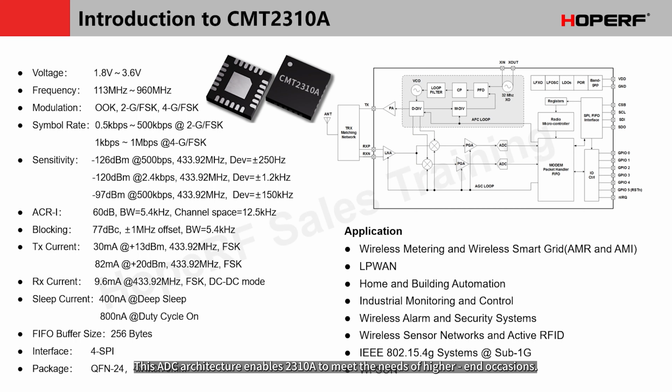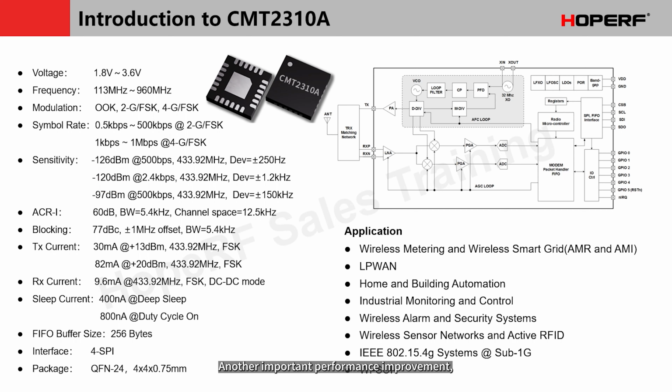This ADC architecture enables 2310A to meet the needs of higher-end occasions, such as narrowband communication. It can achieve better sensitivity at low data rates. For example, let's look at the sensitivity at an extremely low rate of 500 bps. That is, at 0.5 kHz, the sensitivity can be as high as -126 dBm. At a low rate of 2.4 kbps, the sensitivity is -120 dBm.